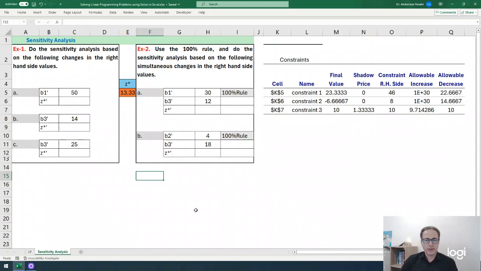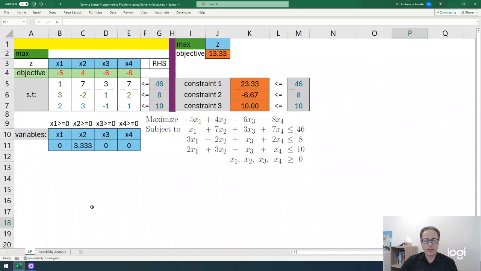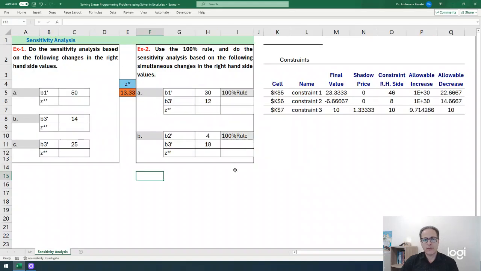In the previous video, we solved the linear programming problem with the help of Solver, and we have the answer here. Now we want to do some sensitivity analysis and answer questions like this. However, when answering questions related to sensitivity analysis, we consider that we have no access to the original problem. We don't know what the original problem was. We have only this report.